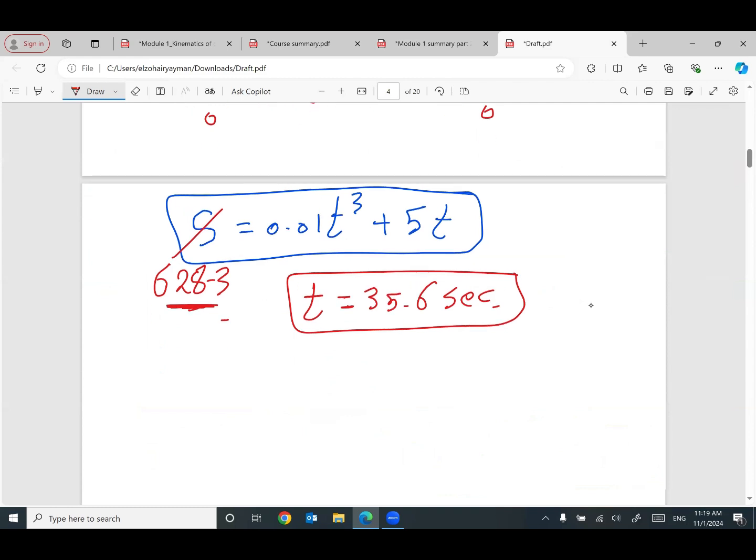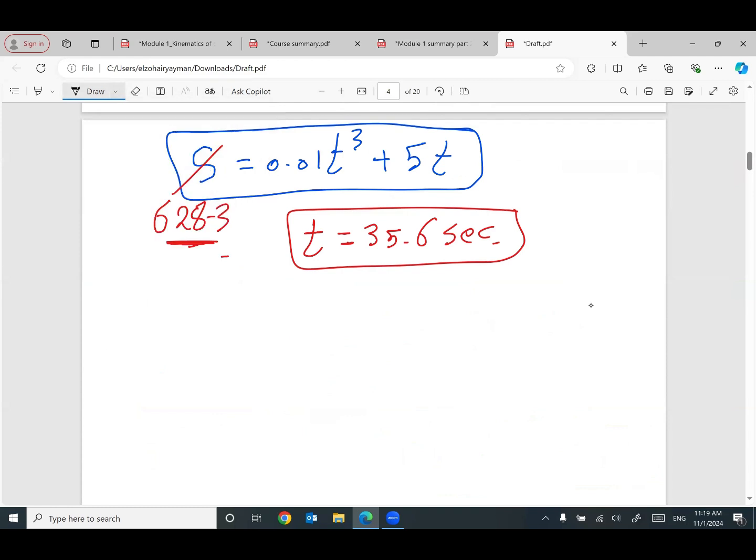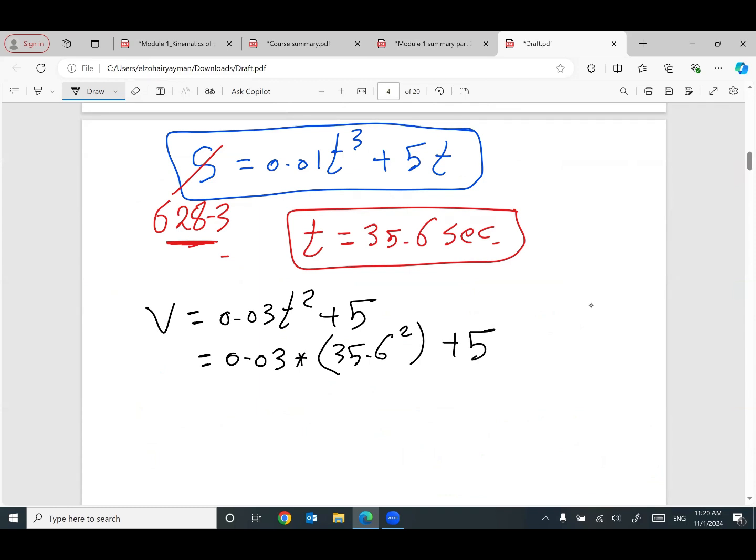That makes sense? This problem now became very easy because I know the velocity already equals 0.03 t square plus 5. Is it correct? So I can say my velocity will equal 0.03 times t square, which is 35.6 square, plus 5. So the velocity will become 43 meters per second.